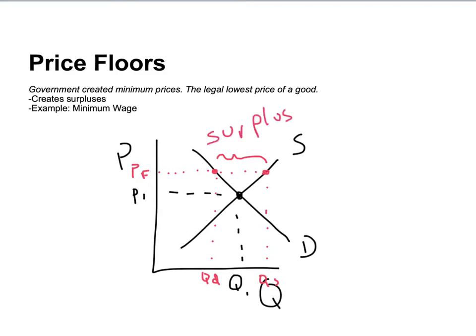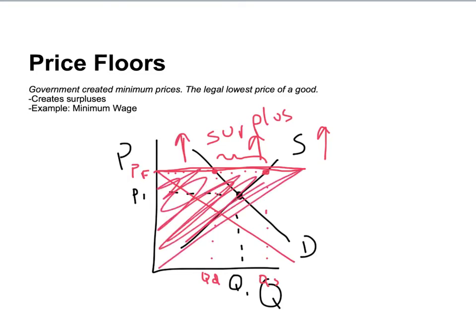Now, a price floor is not the same thing as a surplus. A price floor creates a surplus. A price floor is this legal lowest limit. Now, any supplier could charge above the price floor, but you cannot charge anywhere below the price floor. It is the legal lowest price.